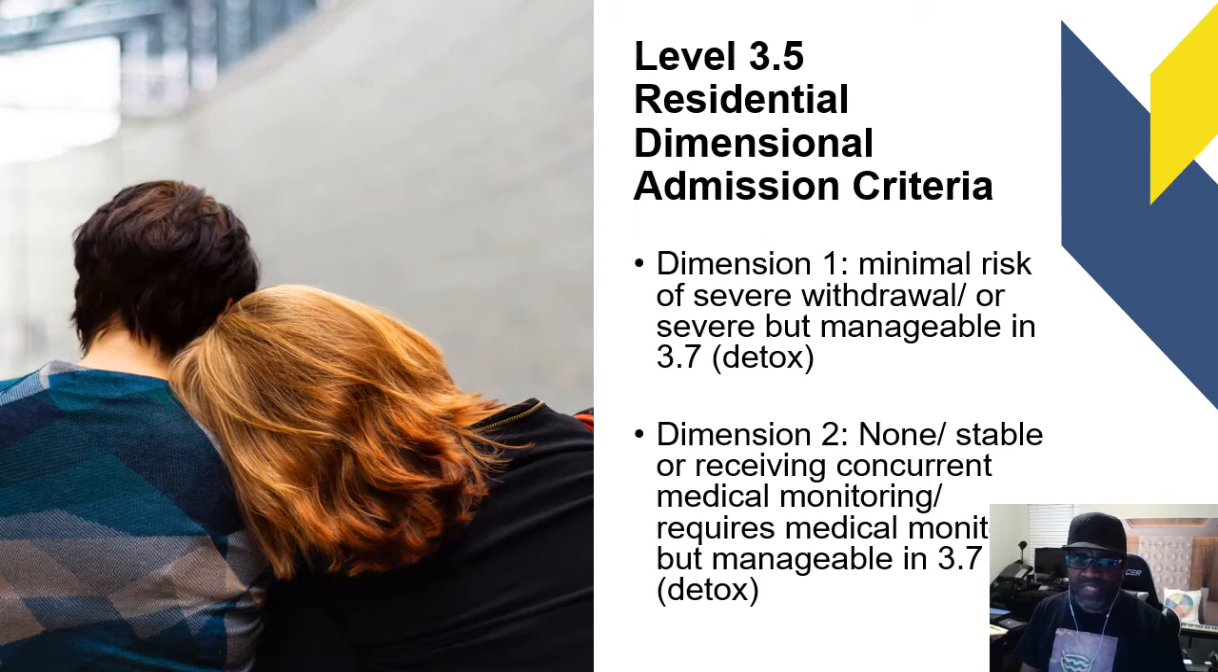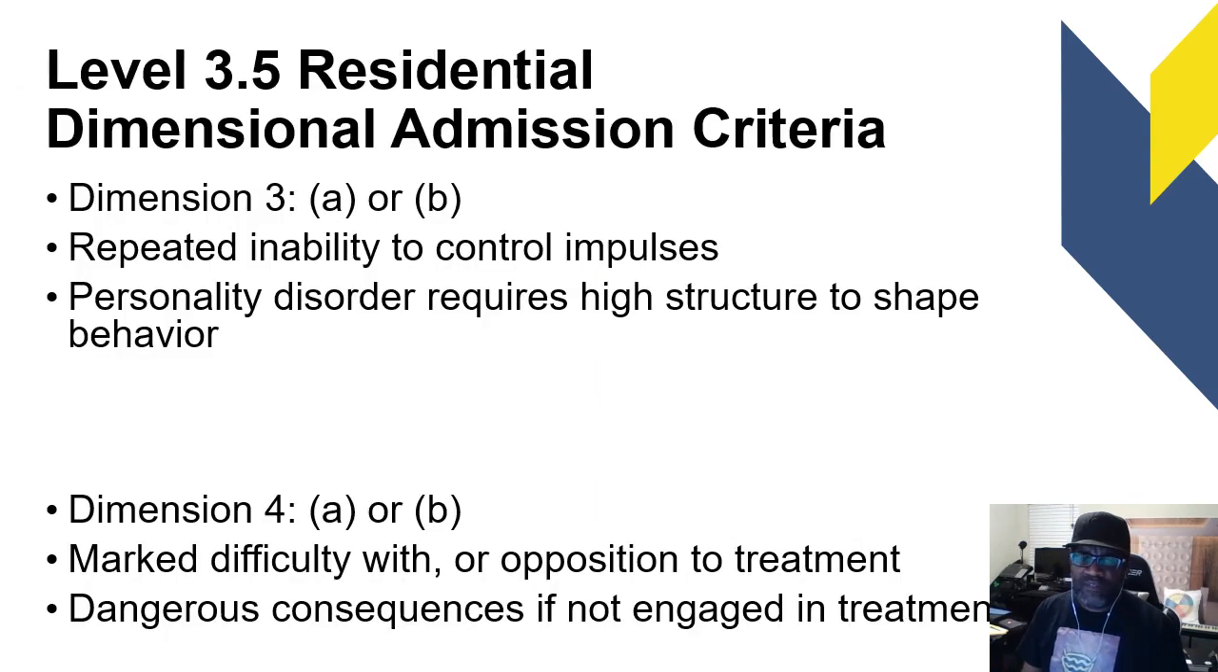Level 3.5, residential dimensional admission criteria. Dimension 1, minimal risk of severe withdrawal, or severe but manageable in 3.7, which is detox. Dimension 2, none, or stable or receiving concurrent medical monitoring, or requires medical monitoring but manageable in 3.7, known as detox. Dimension 3, A or B, repeated inability to control impulses, or personality disorder requires high structure to shape behavior. Dimension 4, A or B, marked difficulty with or opposition to treatment, or dangerous consequences if not engaged in treatment.